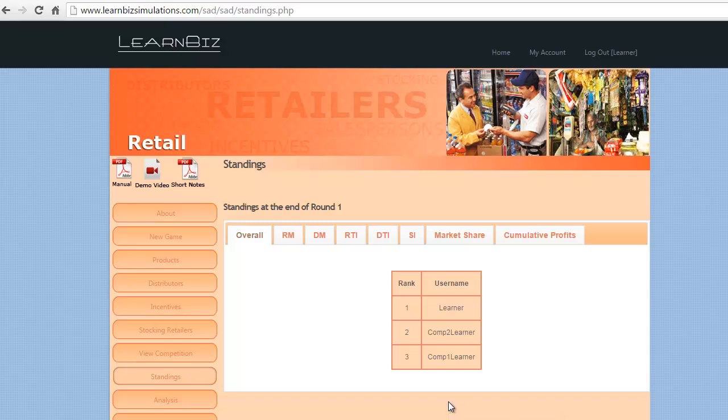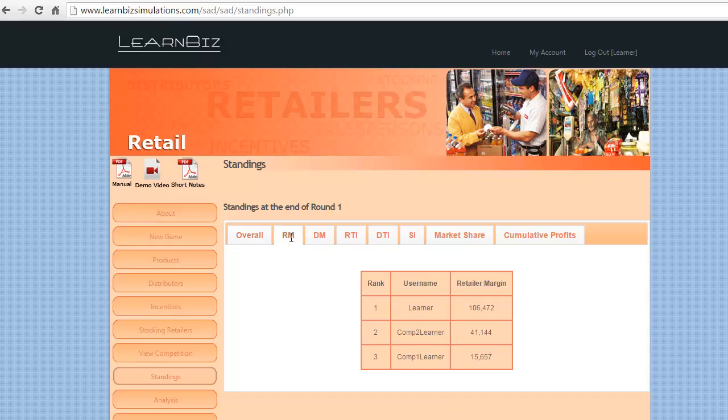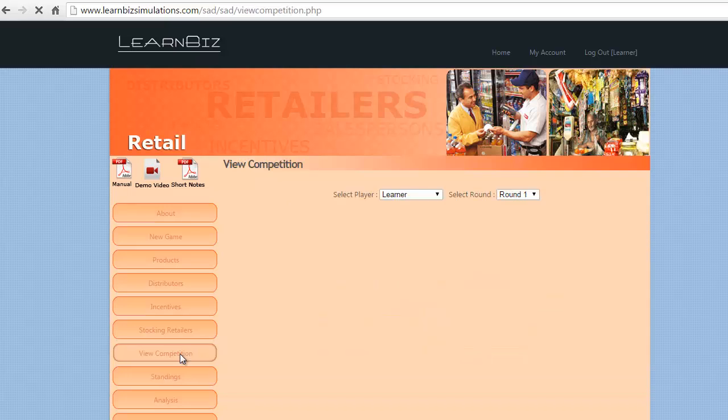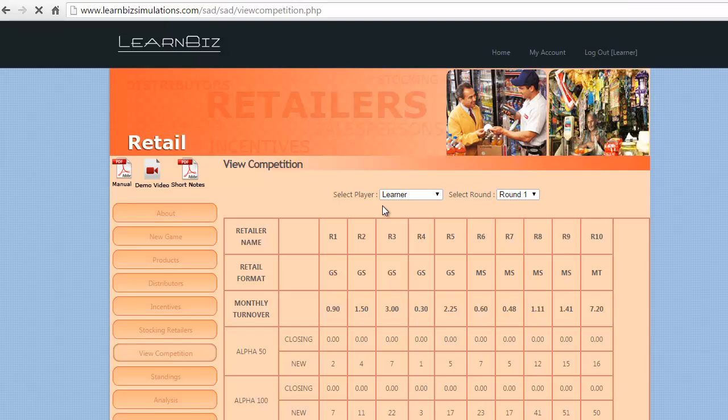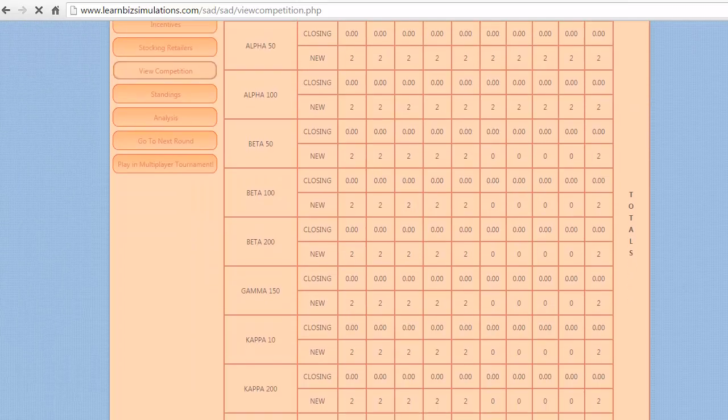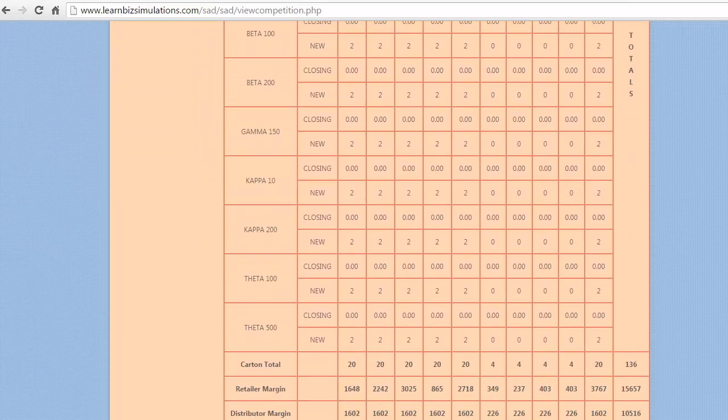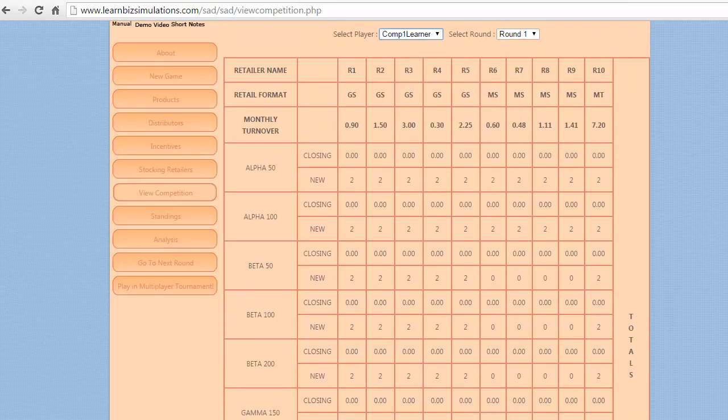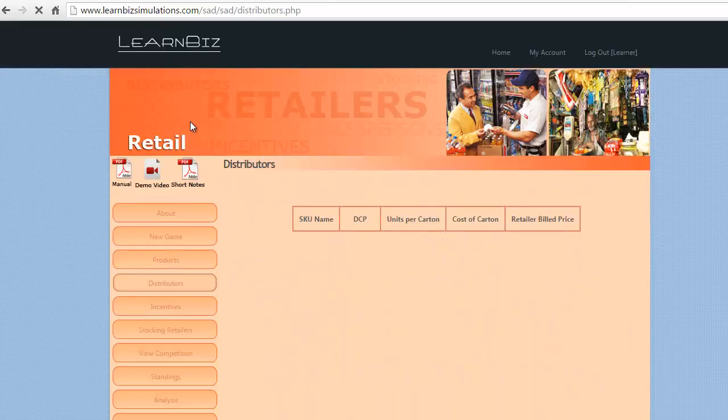Yes, the results are promising to see us in the lead on the overall basis. Retail margin, salesperson incentive, and largely and importantly on the market share and cumulative profits, except for the distribution margin. Now view the competition to do the comparative analysis of our stand with respect to the competition. We will now move on to the next round.